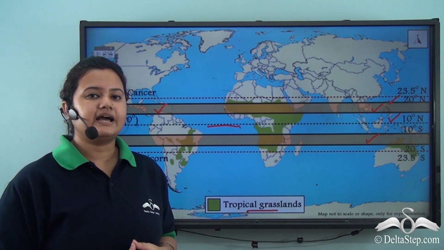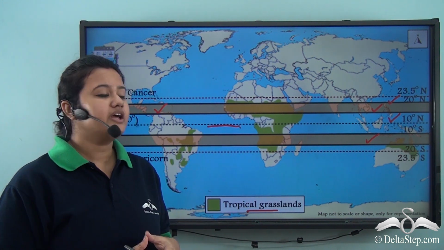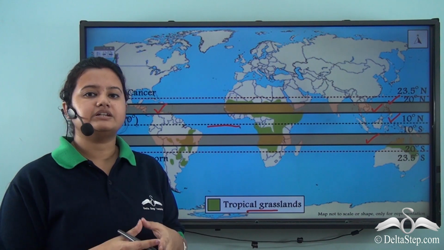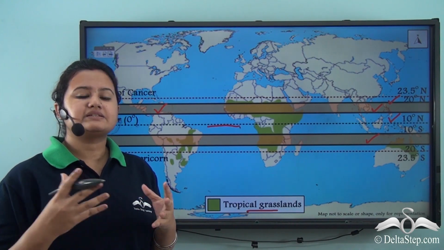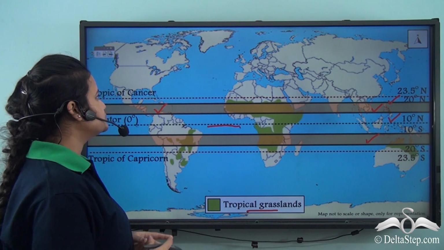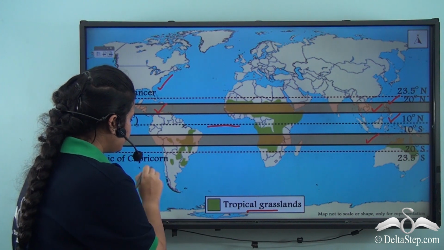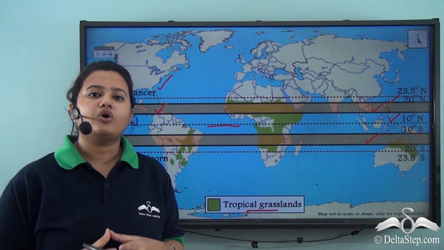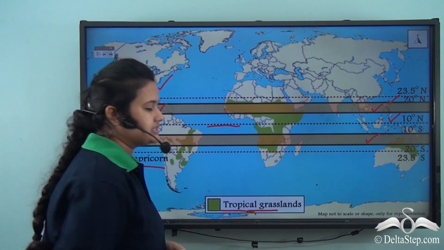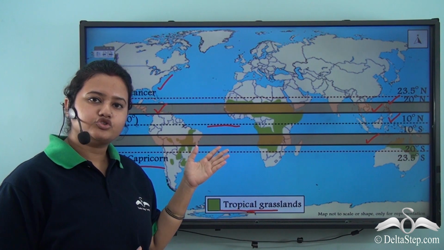So here we see that tropical grasslands are located on both sides of the equator between 10 to 20 degrees latitude. Another point to be noted is that this biome is located very close to both the tropics, that is the Tropic of Cancer and the Tropic of Capricorn. And due to this reason, these grasslands are also known as tropical grasslands because of their close proximity with both the tropics.